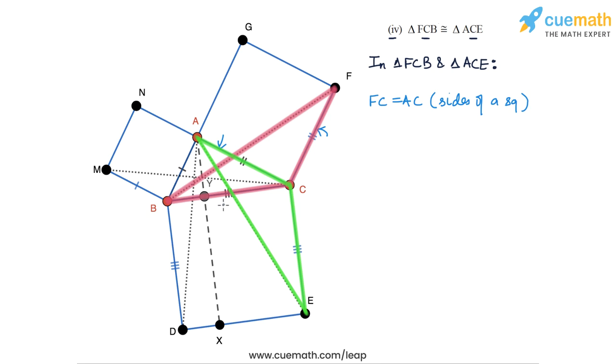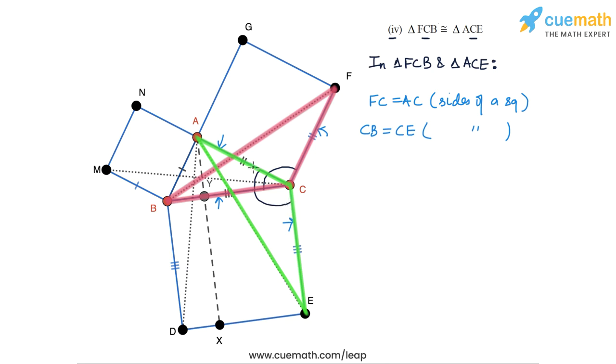And similarly, CB, this side of the first triangle, is equal to CE, this side of the second triangle. So CB is equal to CE, and these two are equal because they are sides of the same square BCED. And just like in part 1, we can now compare this angle FCB, this whole angle, with this angle ACE.